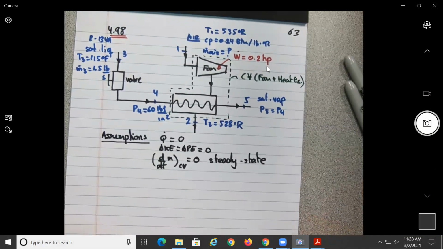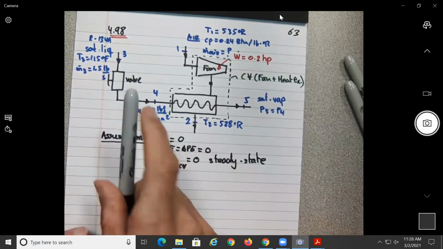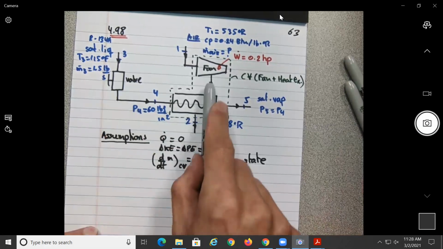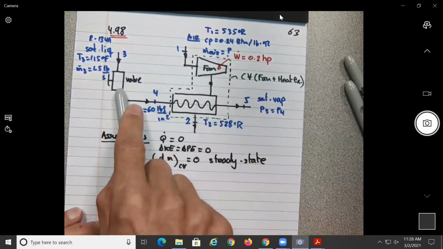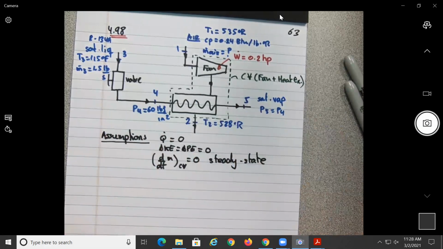So this is extremely important when you do the solution. You need to let me know what is your control volume. Otherwise I can take, is it just the valve? Is it just the heat exchanger? Is it just the fan? Is it the fan and the valve? No, there's multiple combinations, no?